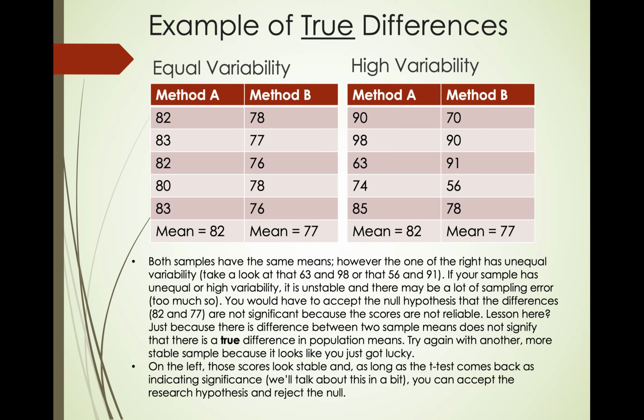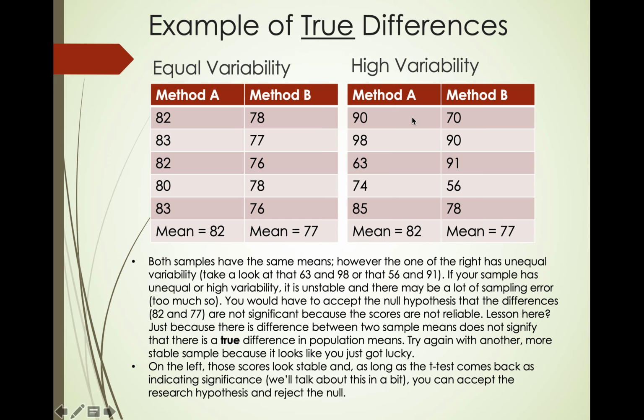Some examples of true differences. So here we have, going back to that same example, a group that used method A and a group that used method B. Here we have a group that used method A and a group that used method B, but there's differences between these. So these ones have equal variance or equal variability, and these ones have high or unequal variability. And we'll talk about that just in a second. But as you can see, both of them have equal means. So the mean is 82, means are 77. The right has unequal variability.